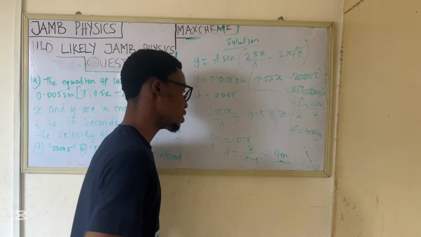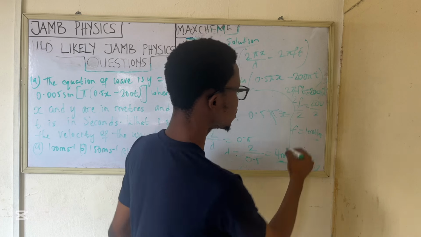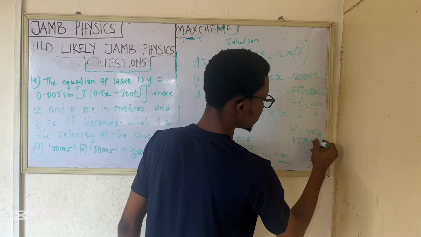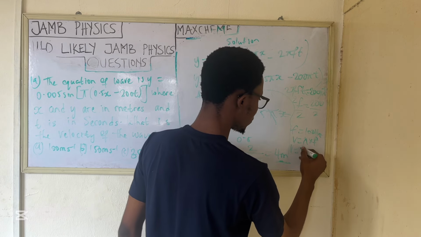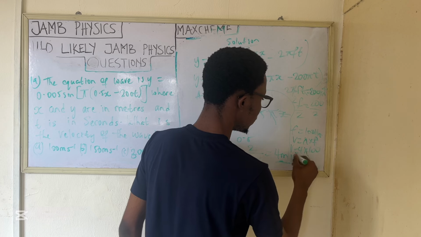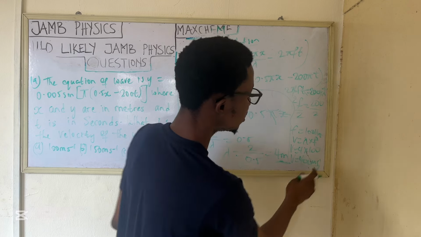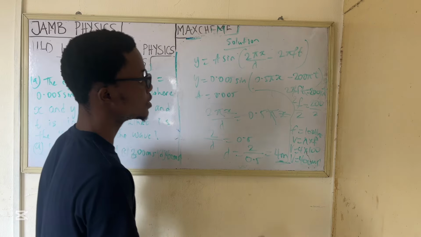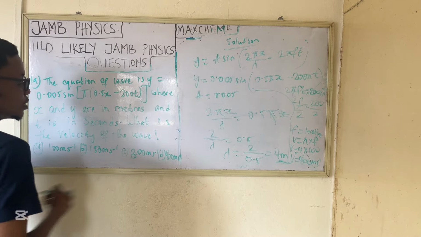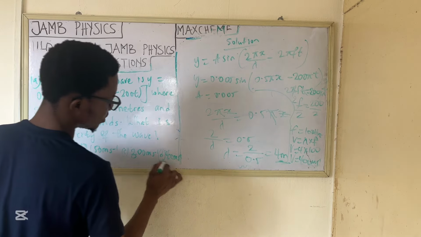And your lambda is 4 meters. And v is equal to lambda times frequency. So v is equal to 4 times 100. So the velocity is 400 meters per second. So the velocity here is 400 meters per second, and the correct option here is D.